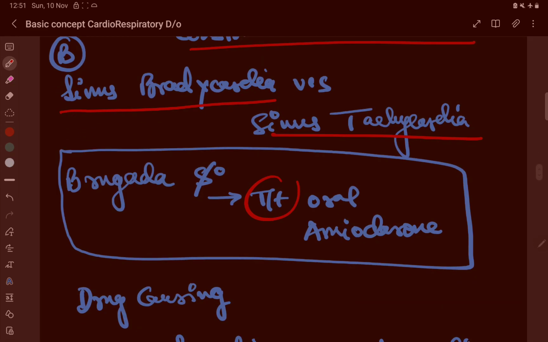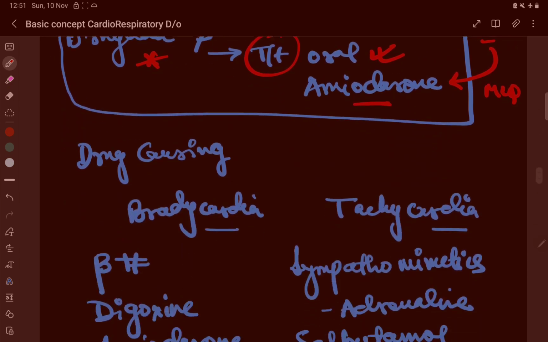A very important question is on Brugada syndrome, where oral amiodarone is used. So we have to discuss the drugs. Let's discuss some important drugs and important MCQs, right? So oral amiodarone, amiodarone contains iodine. Oral amiodarone is the drug of choice for Brugada syndrome.